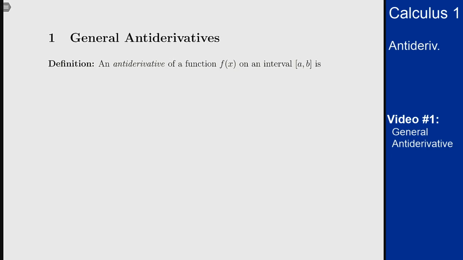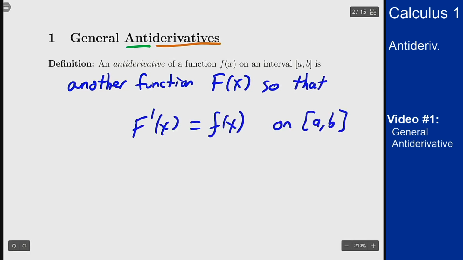In this video, we'll talk about general antiderivatives of functions and how you might go about finding them. So what is an antiderivative? Well, as the name suggests, anti and derivative, we're going backwards or undoing this process of differentiation. So an antiderivative for a function f on some interval is another function capital F, so that if I differentiate this big F, I get my original little f back for all points in this interval.